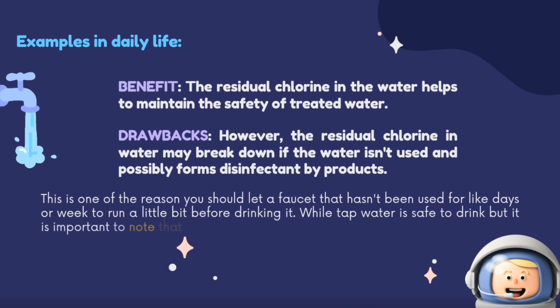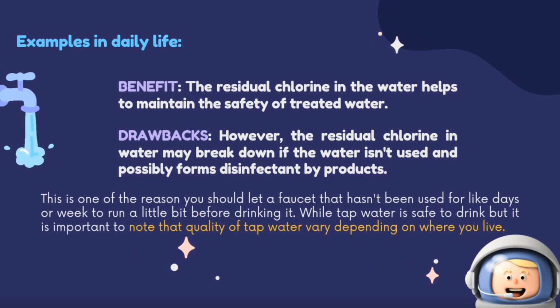The examples in our daily life of benefits and drawbacks of halogenation. First, the residual chlorine in the water helps to maintain the safety of treated water. However, the residual chlorine in water may break down if the water is not used and possibly forms disinfectant byproducts. This is one of the reasons you should let a faucet that has not been used for days or weeks run a little bit before drinking it. While tap water is safe to drink, it is important to note that the quality of tap water varies depending on where you live.